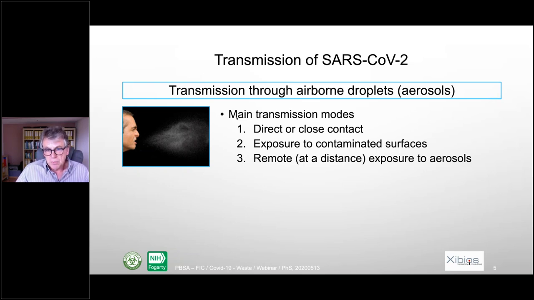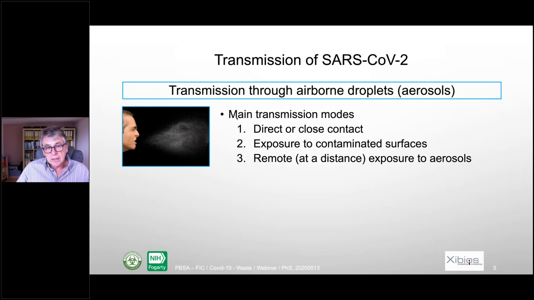The second transmission mode is exposure to contaminated surfaces. Actually, how does that work? The droplets move with the air and finally they settle somewhere. So they contaminate surfaces. If we touch those surfaces with our hands, in that case, we can infect ourselves just by touching our nose or mouth.